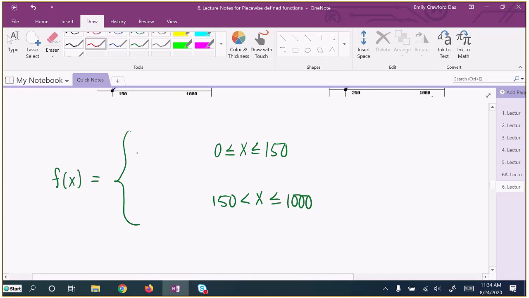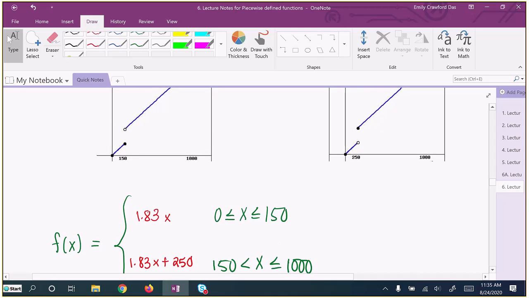Well, it told us that they charge $1.83 per square foot. We're doing x for square feet. So it's 1.83x when the square feet is less than or equal to 150. For jobs for square feet more than 150, we just add a $250 toxic waste disposal fee. So it's still $1.83 per foot. We add a $250 disposal fee, and there we have our piecewise defined function. Then the problem asks us to identify which picture should be the right one.